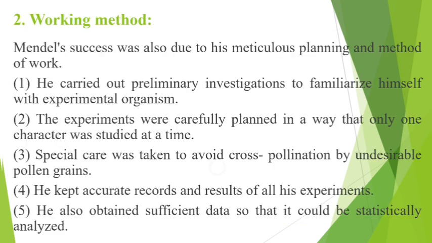Okay. Next, working method. Mendel's success was due to his meticulous planning. He properly planned his experiments. He carried out a preliminary investigation, carefully planned in a way that only one character was studied at a time during a monohybrid cross. Special care was taken to avoid cross pollination. He kept accurate records of all his experiments. He also obtained sufficient data so that it could be statistically analyzed, because at first he was a mathematician, so he observed and analyzed every data statistically.